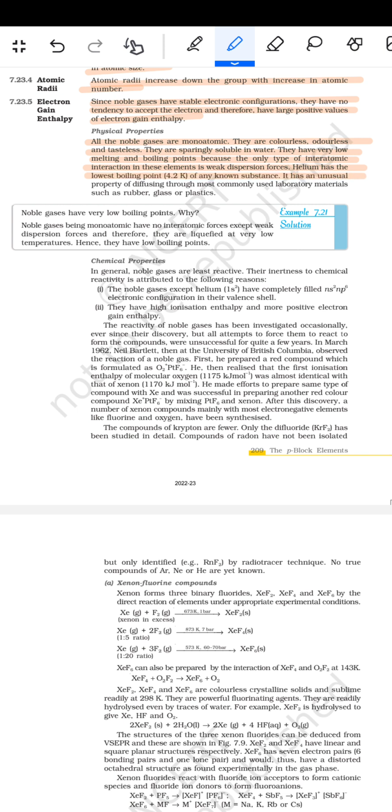It has an unusual property of diffusing through most commonly used laboratory materials such as rubber, glass and plastics. And perhaps this was asked in 2023.